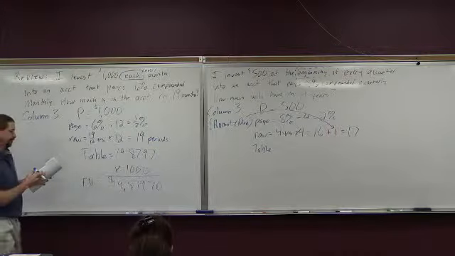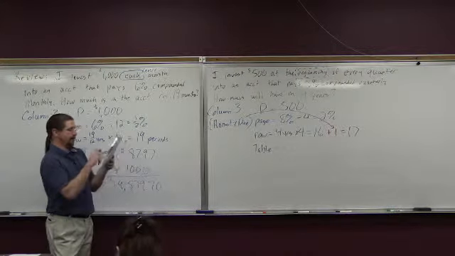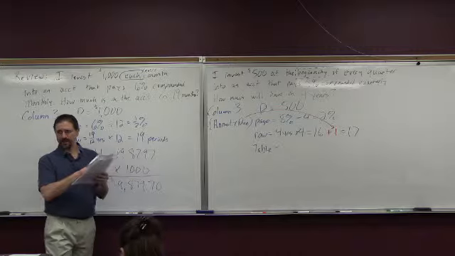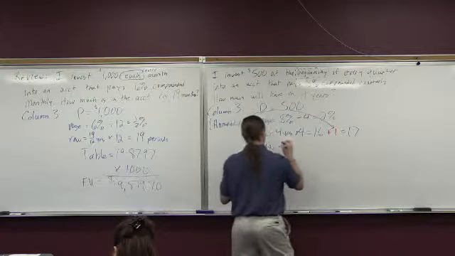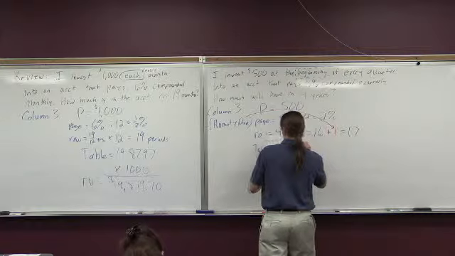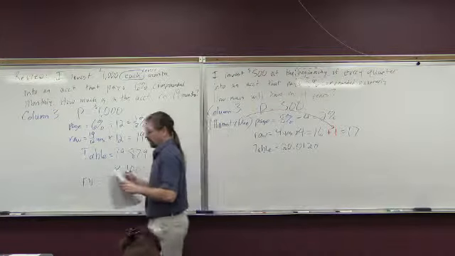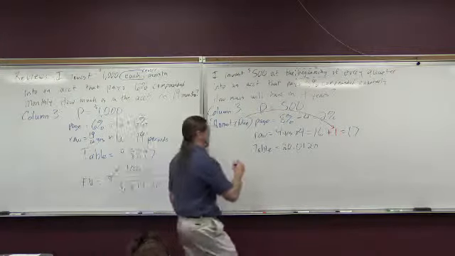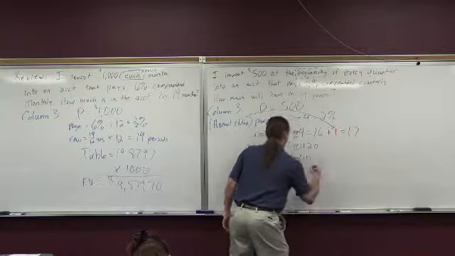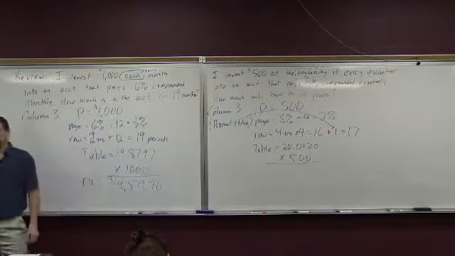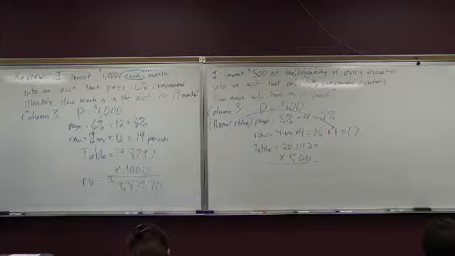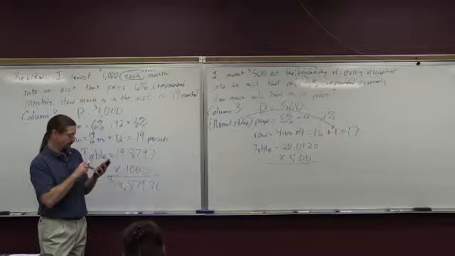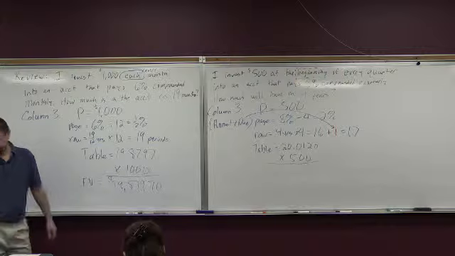So 2%, column 3, row 17, 20.0120. Is that what you guys got? Multiply by your 500. $10,006.